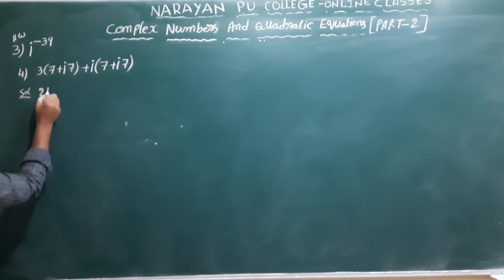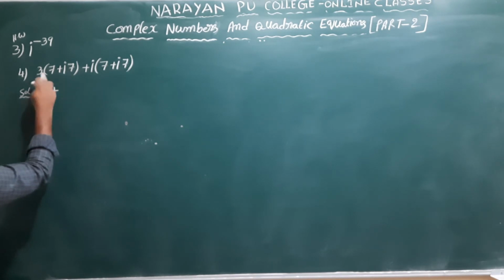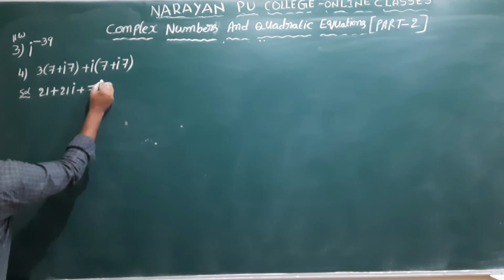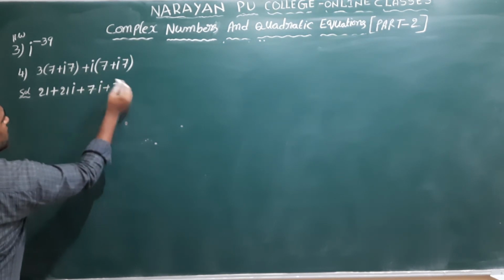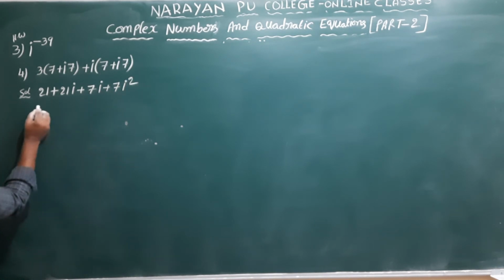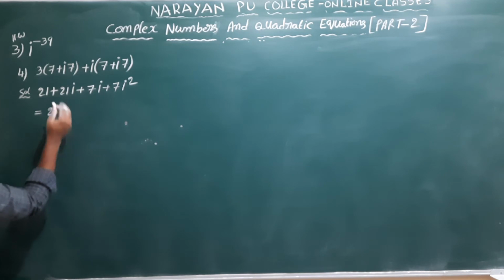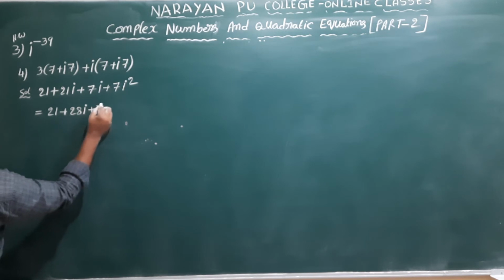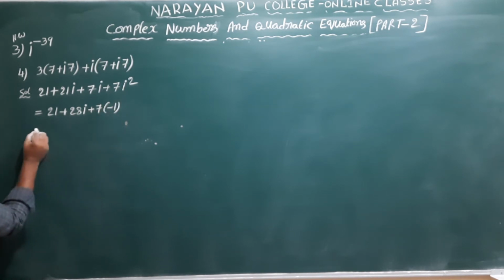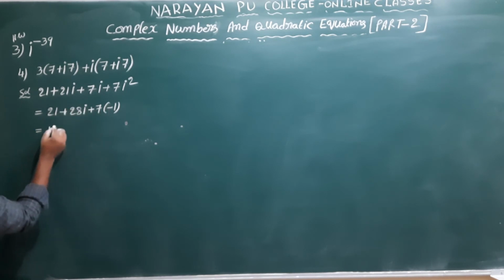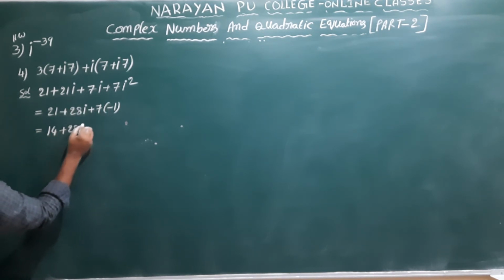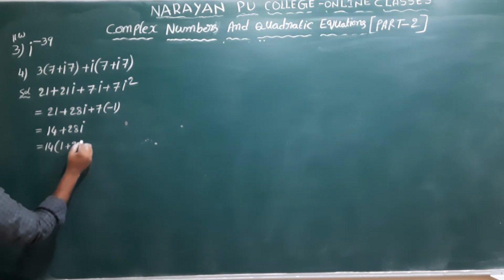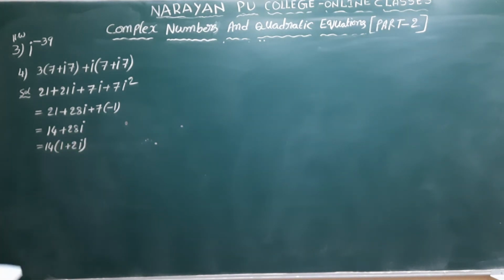3 into 7, 21, plus i into 7 into 3, 21i, plus i into 7, 7i, plus 7 into i square. 21 plus 21i plus 7i, 28i, plus 7 into i square, whose value is minus 1. 21 minus 7 is 14 plus 28 into i. If you take 14 common, 1 plus 2i. Otherwise you can leave it like that, 14 plus 28i.